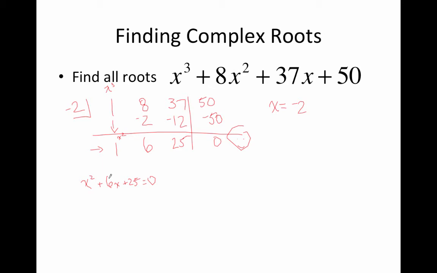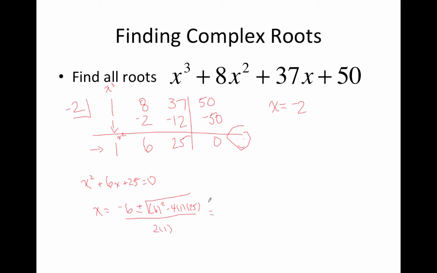I need two numbers that multiply to 25 but add to 6. Well, there's only two pairs that come to mind. 25 and 1, that adds to 26. And 5 and 5, that adds to 10. So I think I'm going to have to use the quadratic formula to get my other two roots. So here we go. X equals negative b plus or minus the square root b squared minus 4ac all over 2a.